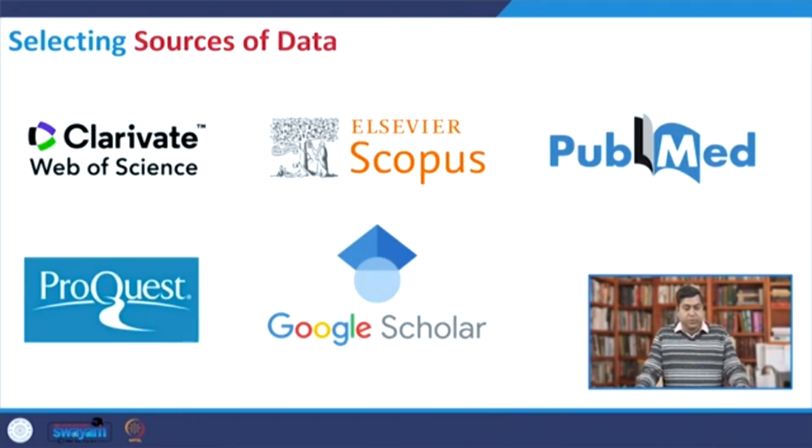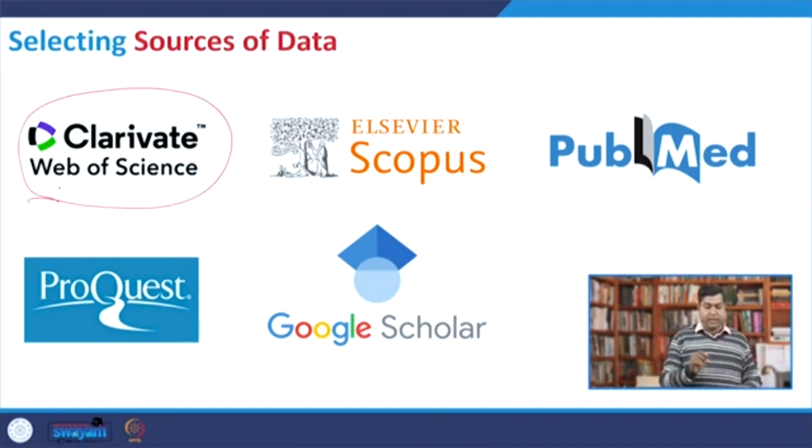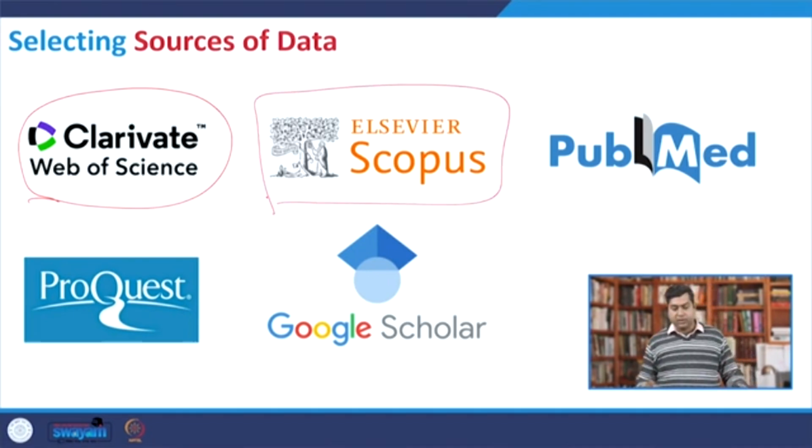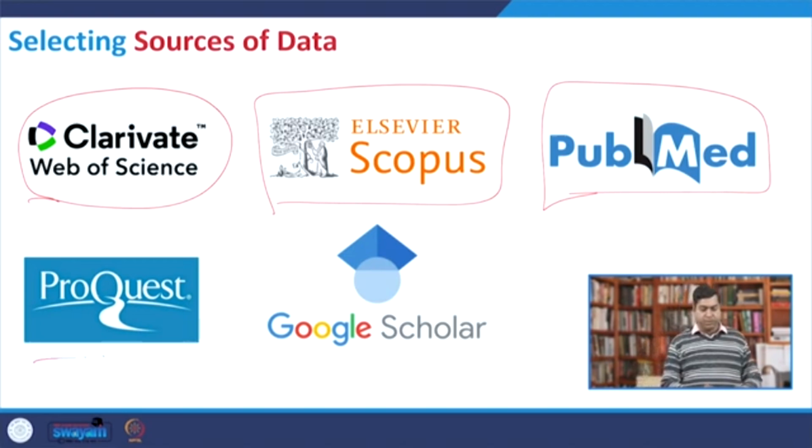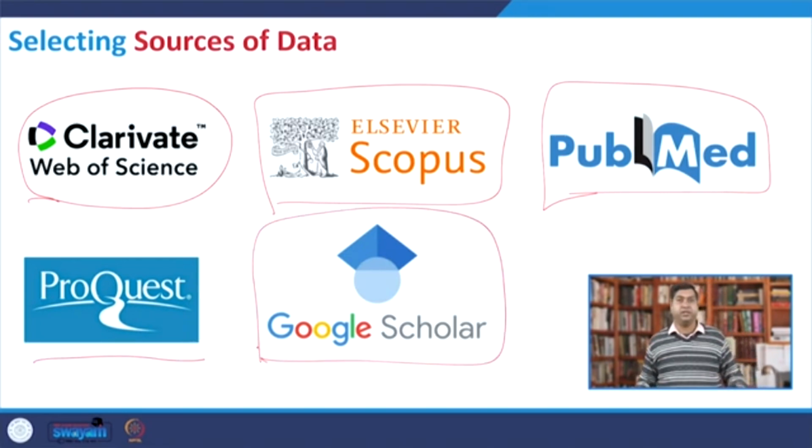Now, selecting the source of data. We have Web of Science, and the good point is that access to the database is free as of now. Then Scopus, which needs a subscription, and then you have PubMed, which covers medical-related research, and other research also you can get here. You have ProQuest and then Google Scholar. This is also a free database.